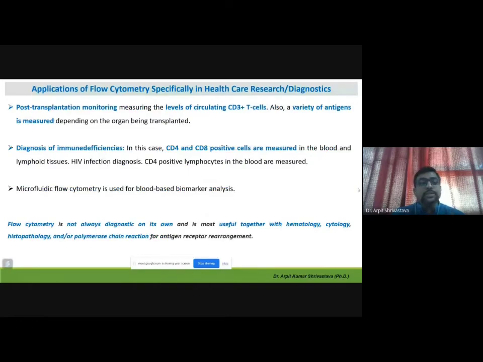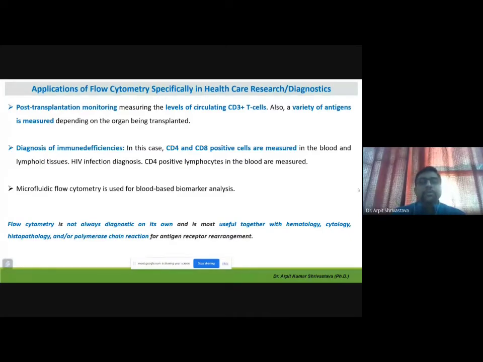Post-transplantation monitoring, which I showed earlier: the level of circulating CD3 positive cells, how many CD3 positive cells are available, a variety of antigens are measured. You can do this with the help of flow cytometry. Diagnosis of immunodeficiencies you can also do with flow cytometry. If the CD4 cell count is lower and CD8 cells are lower, then you can say that the particular person or patient is deficient in immune response or immune cells.